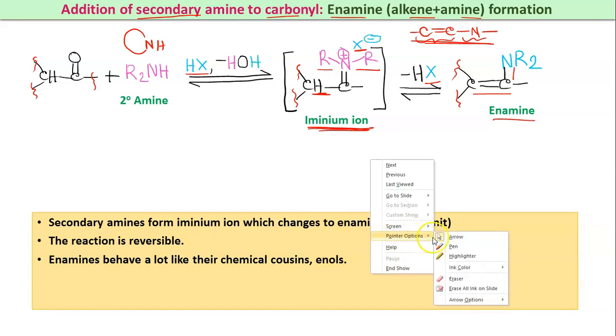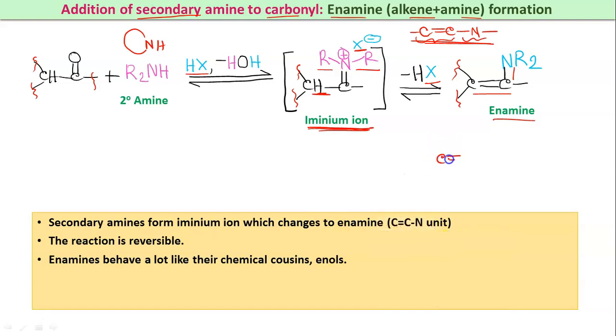Now enol is C=C double bond then OH. So enol is basically a combination of ene plus ol. Ene for C=C double bond, ol for OH. So it has some similarity. Why? Because up to this C=C part it is common, and after that we have a C single bond OH, but here we have a C single bond NR2. So that is why it has some similarity.